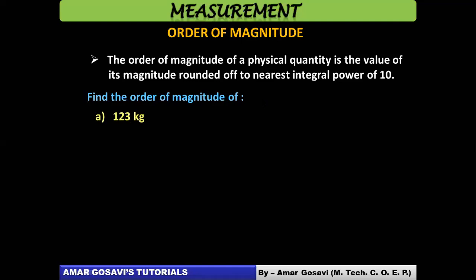The first one, say for example, I measure the mass as 123 kg, and now I need to find out the order of magnitude of this quantity. Obviously this is a physical quantity, and which physical quantity I'm talking about? It's the mass basically. Okay, so how will we find out the order of magnitude of 123?